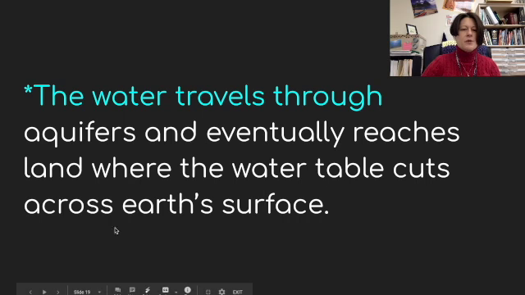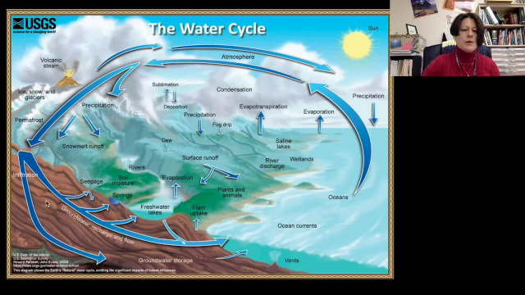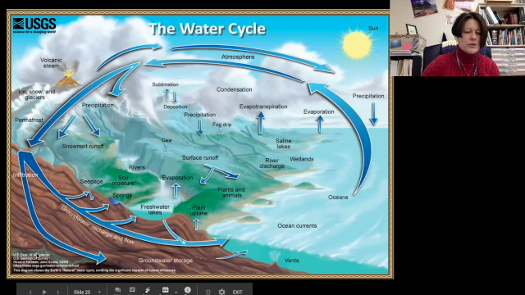Next, the water travels through aquifers. These are like big underground lakes and things, and eventually reaches land where the water table cuts across Earth's surface. So the groundwater goes under here, and see, the water table is the level of the water. Here, the water table is at the top of this lake. Here, the water table is at the top of the ocean. The water table is the level. Okay, and this looks like an aquifer storing some groundwater down here.